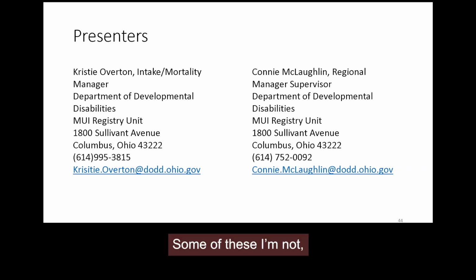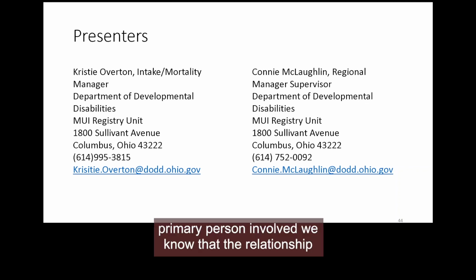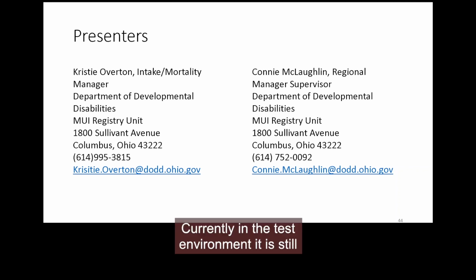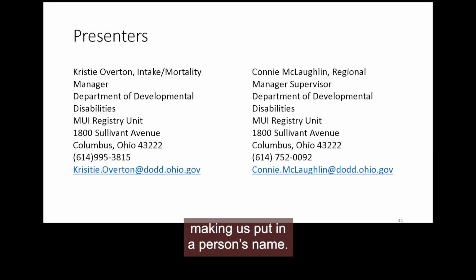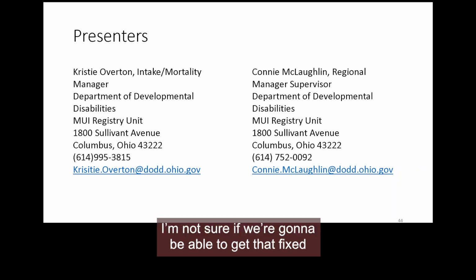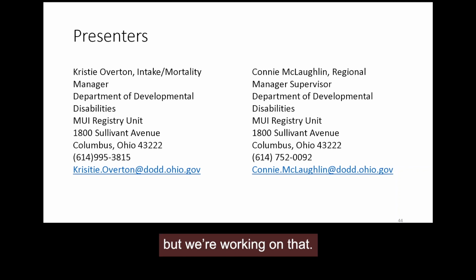One of the questions is, when we have an unknown primary person involved, we know that the relationship box says unknown. Currently in the test environment, it is still making us put in a person's name. So I've had to put in unknown and then select the unknown. I'm not sure if we're going to be able to get that fixed before our release date of January 2nd, but we're working on that.